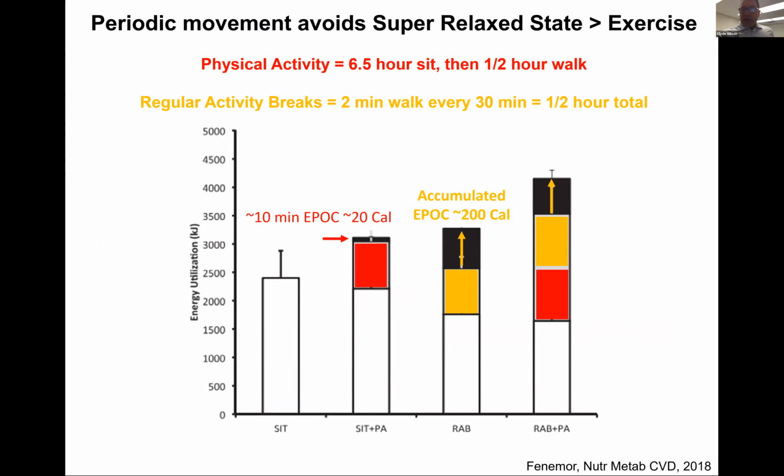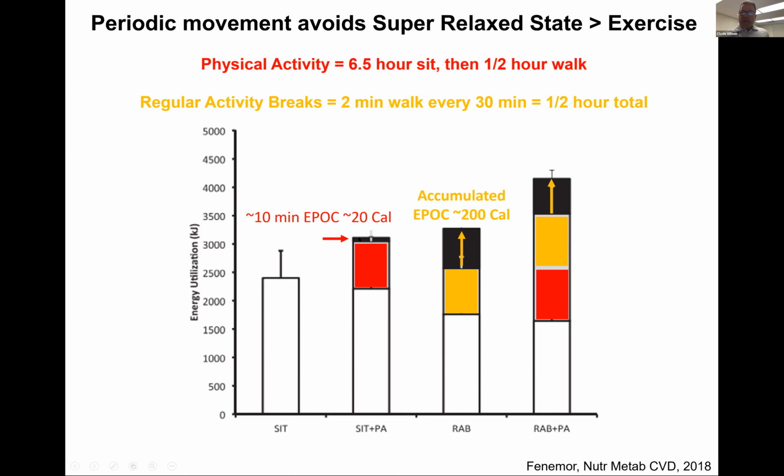So in fact, we do see that what's referred to as the excess post-exercise oxygen consumption, or the increased calorie burn after movement is completed, is significant. So with a half hour of walking, that's the red block, this is looking at calories or energy utilization in humans. This thick black line on the top of the red block, after 30 minutes of walking, you're burning about 20 calories.